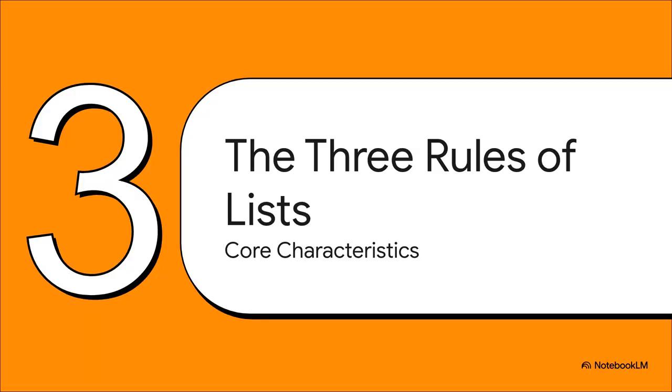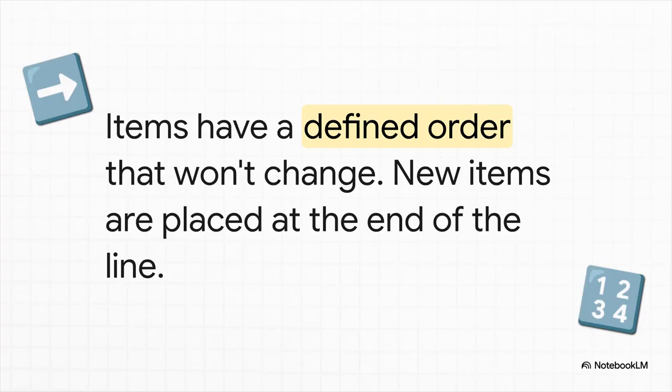All right, if you really want to master lists, you have to understand their personality. See, every Python list has a personality, and it lives by 3 simple, non-negotiable rules that tell you exactly how it's going to behave. Rule number 1, lists are all about order. The first item you put in will always be the first item. The second will be the second, and so on. If you add a new item, it doesn't just go anywhere, it goes right to the end of the line.